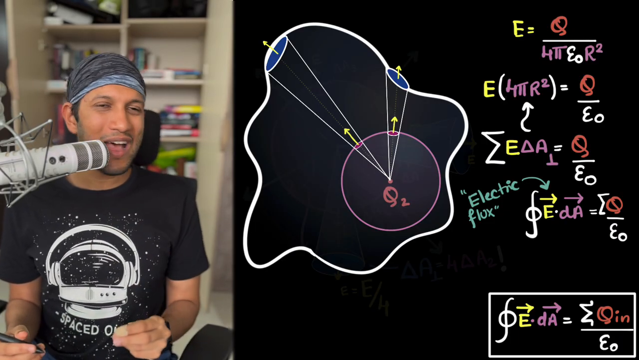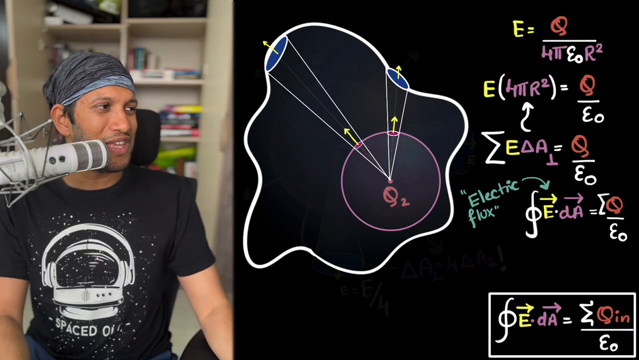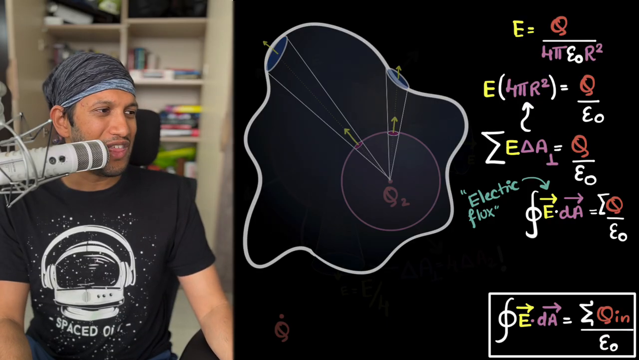But one last question we ask Mr. Feynman is, what if a charge is on the outside? What happens then?